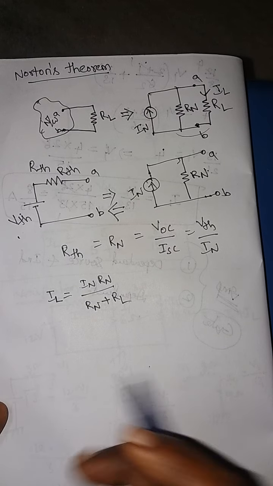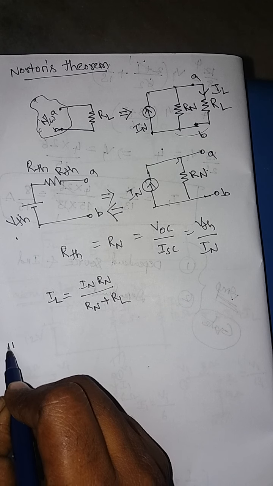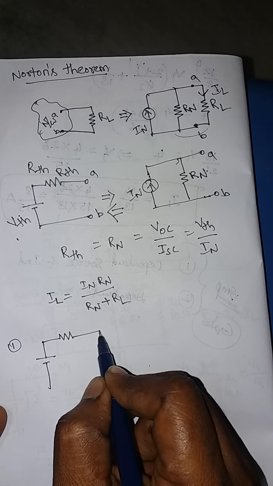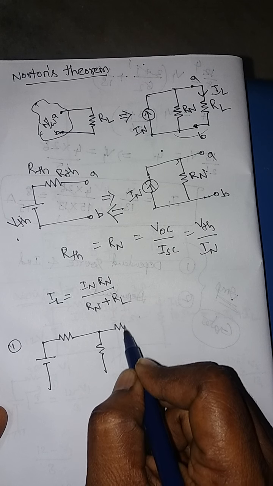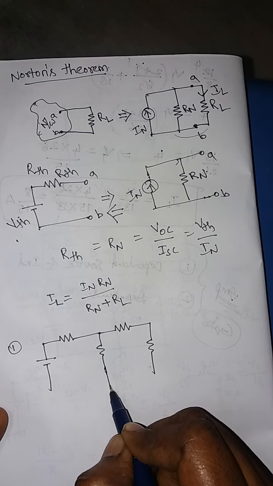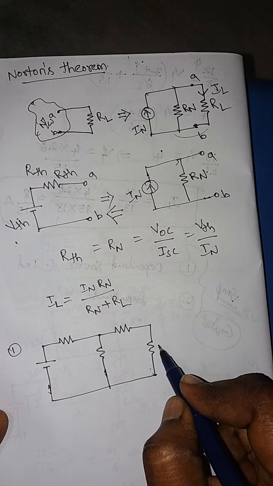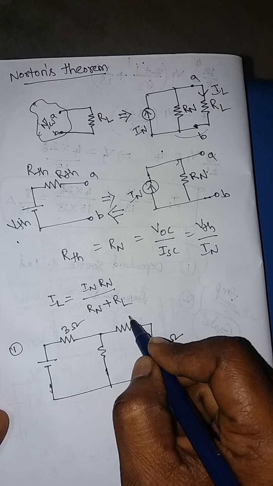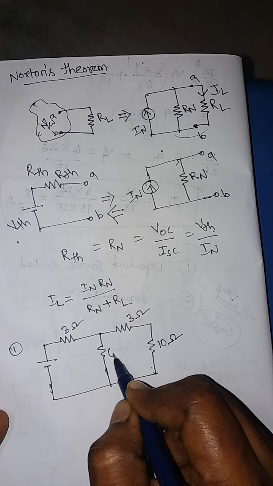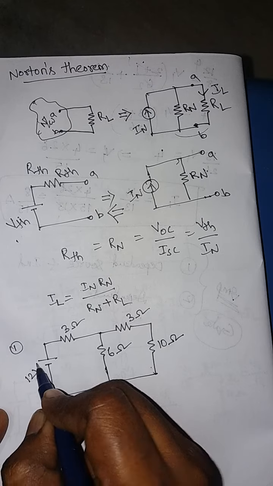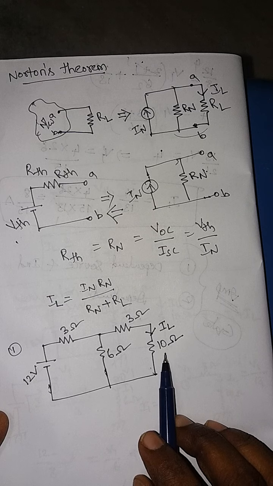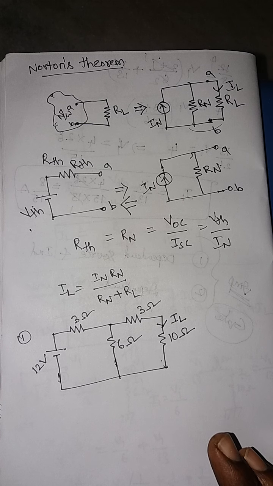This is important. So first, let us take a problem like this. It has 12 volts, with resistors of 10 ohms, 3 ohms, 3 ohms, and here 6 ohms. Our objective is to find the current flowing through the 10 ohms resistor. So how can we solve this problem?